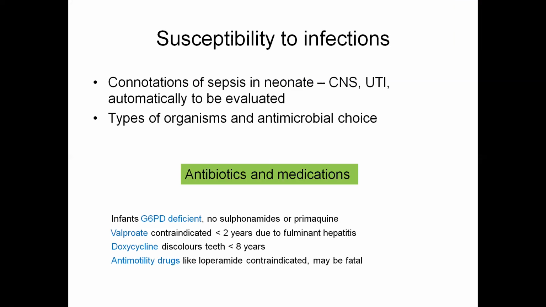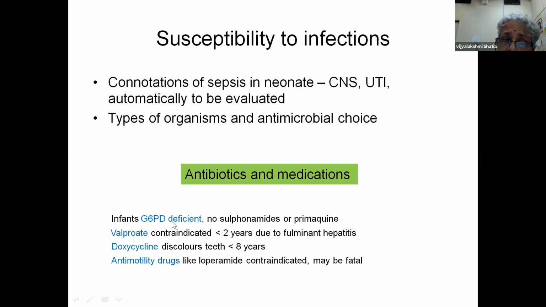Some medications. Infants are G6PD deficient, so sulfonamides are not used in infancy. Valproate is contraindicated below 2 years of age due to the higher risk of fulminant hepatitis. Doxycycline colors the teeth, and we don't use it in small growing children. Anti-motility drugs like loperamide are a big no-no.